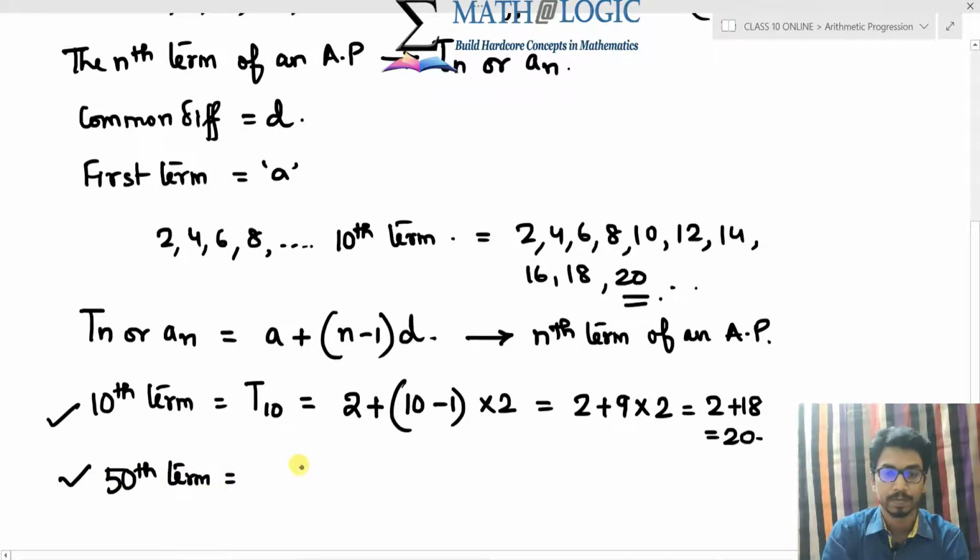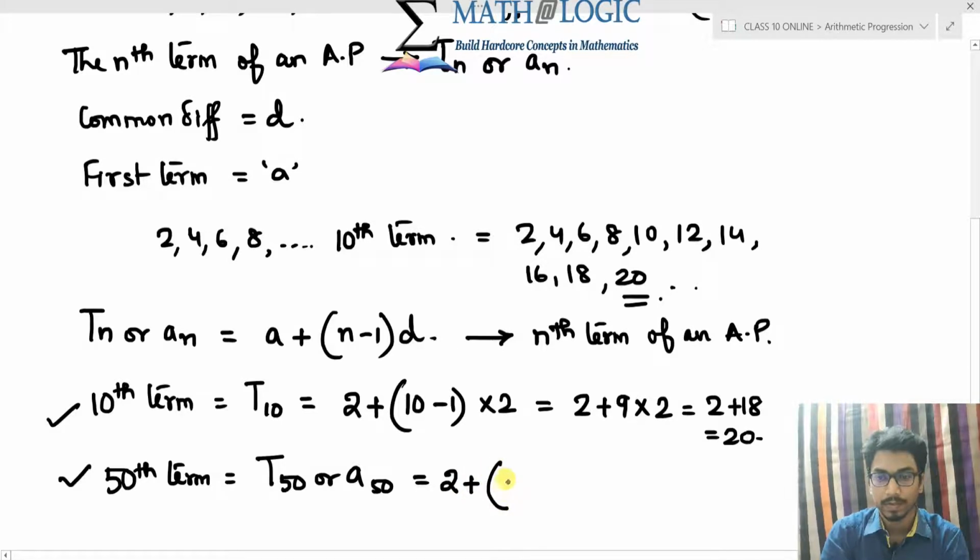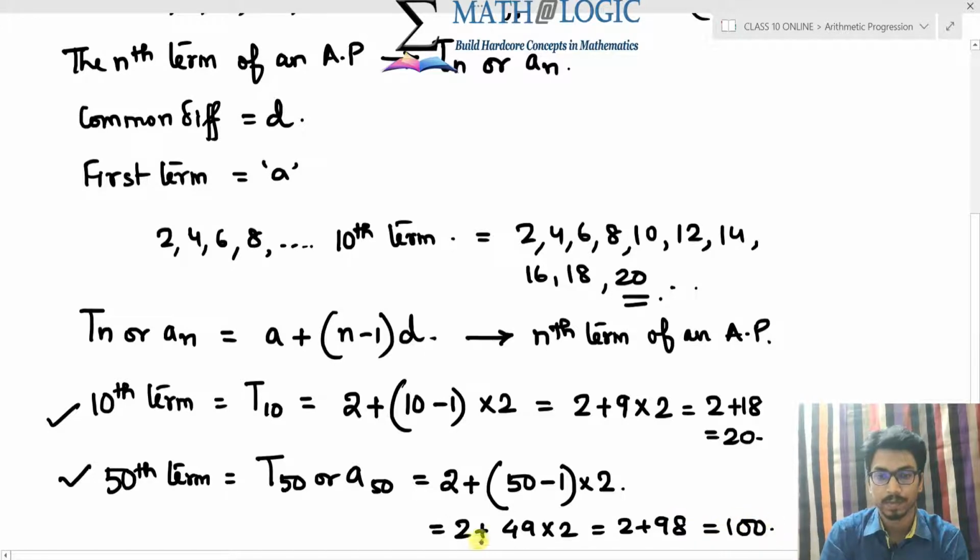50th term. Obviously, 50th term is T50, or you can say A50, which is equal to first term, that is A, plus n means 50, 50 minus 1 multiplied by, what is common difference? 2. So that means it is equal to 2 plus 49 multiplied by 2, which is 2 plus 98, means 100. Understood?